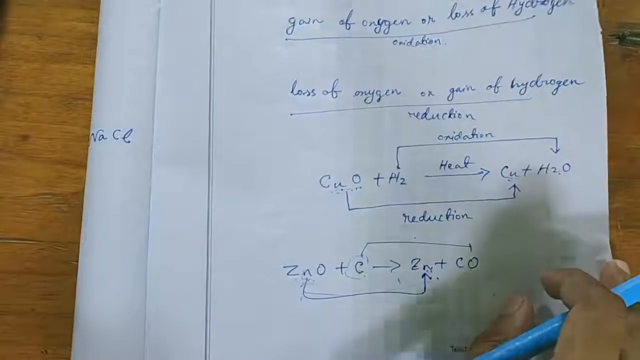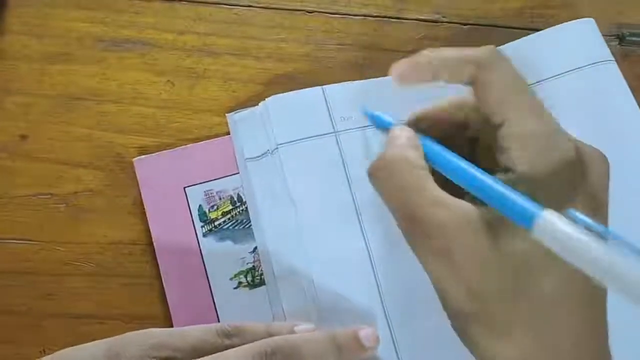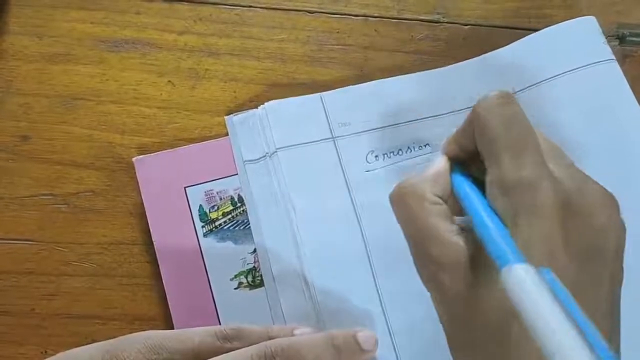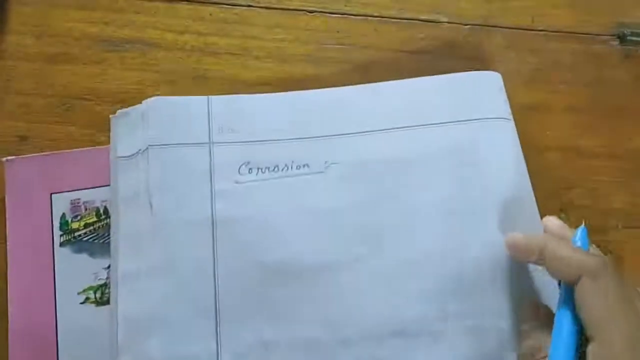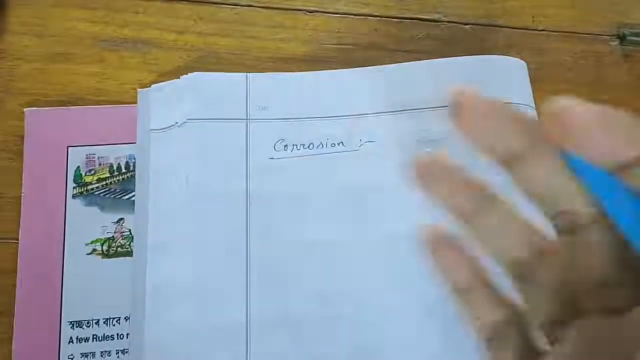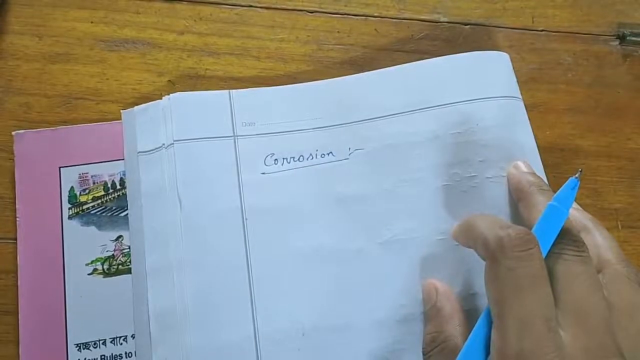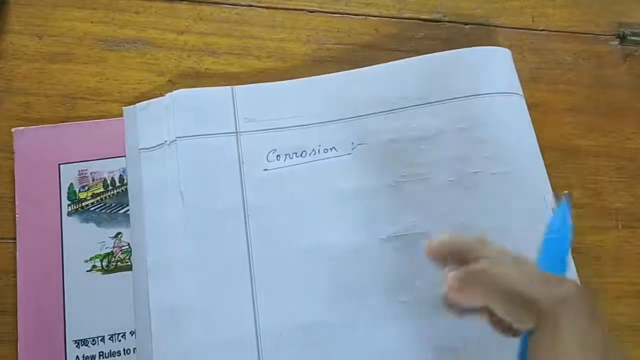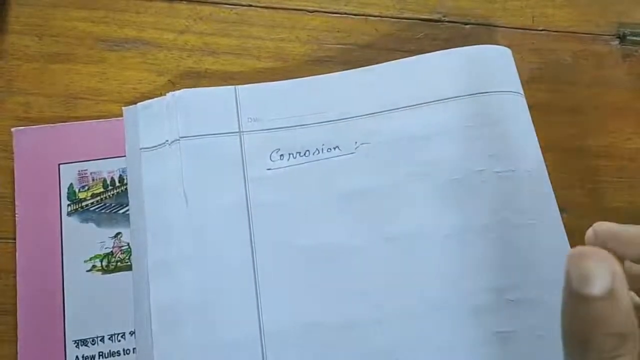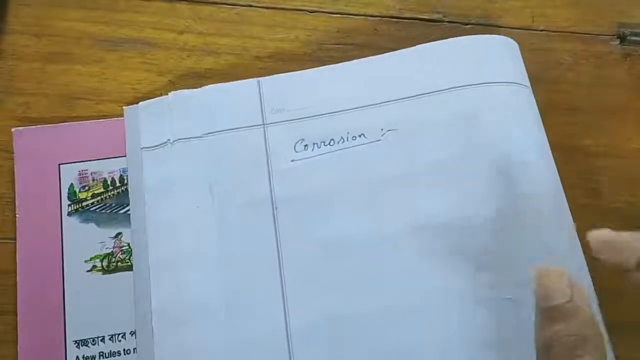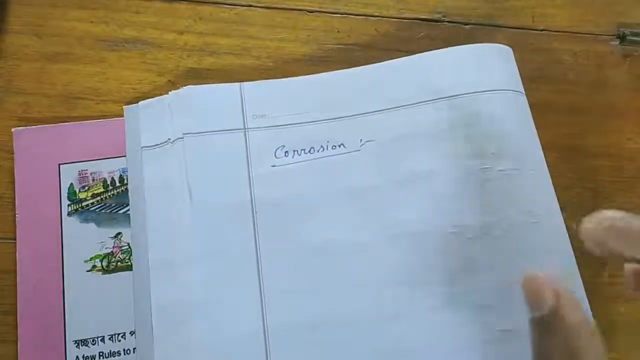Then lastly we have corrosion and rancidity. This is the reaction that you see in your daily life, when a metal is attacked by substances around it, such as moisture, acids, etc.